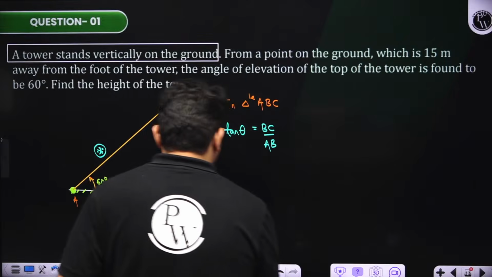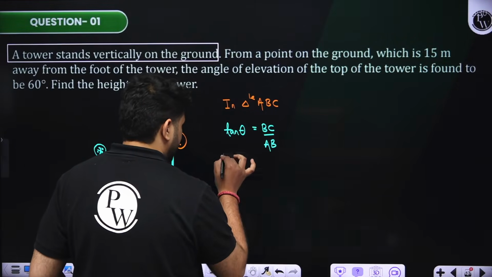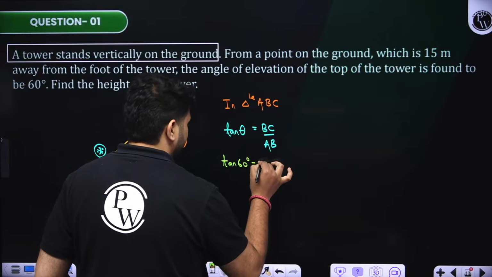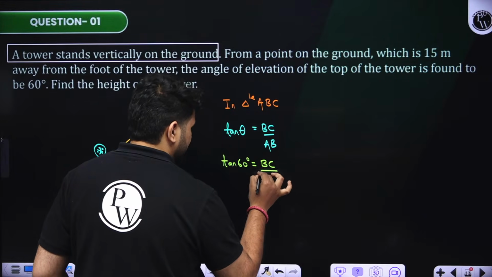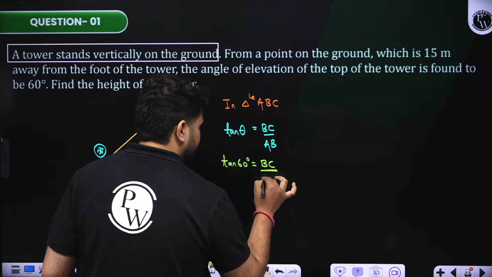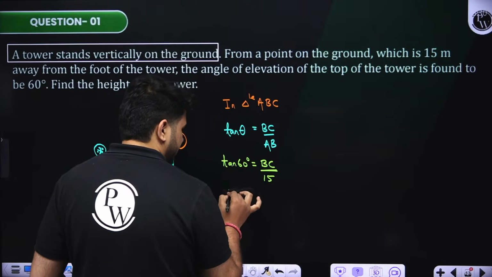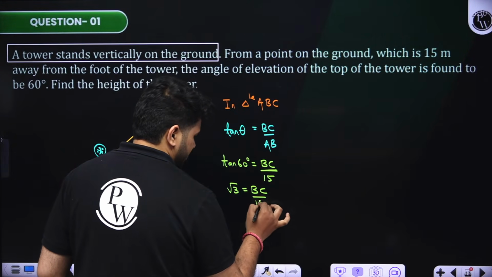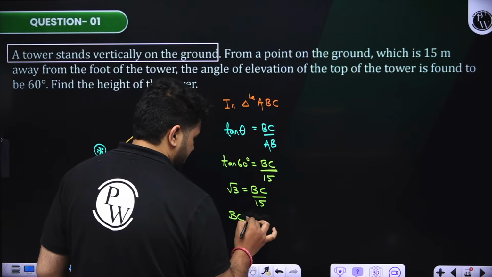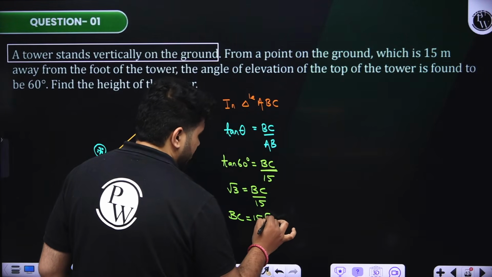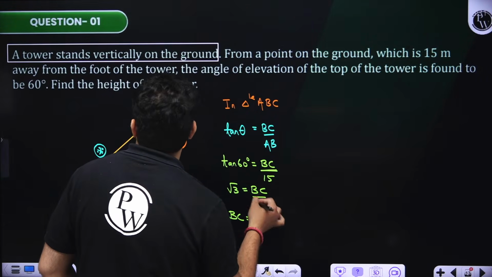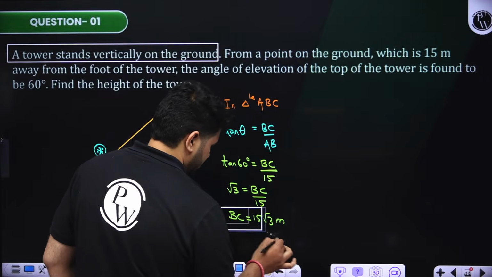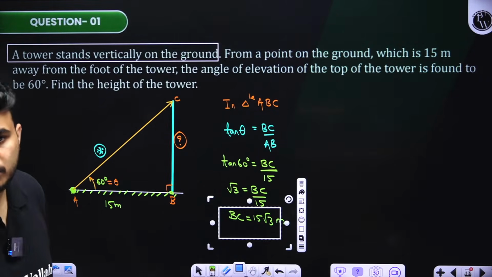So look at this, students. From here we have tan theta, that is tan 60 degrees is equal to BC, whose value we need to find, over AB. AB value is 15. So here we have root 3 is equal to BC by 15. So BC value is nothing but 15 root 3 meters. Yes, 15 root 3 meters. Understood? This is how we know which angle to take.